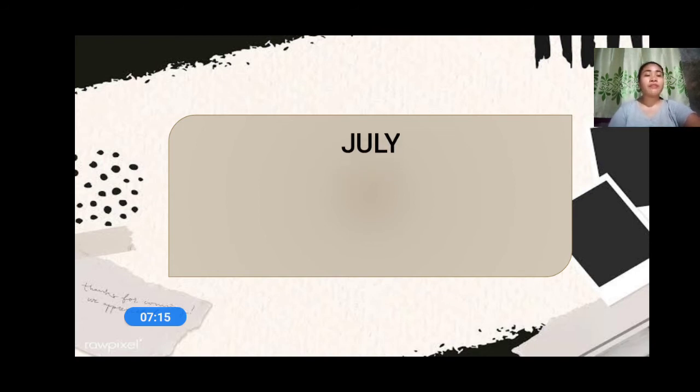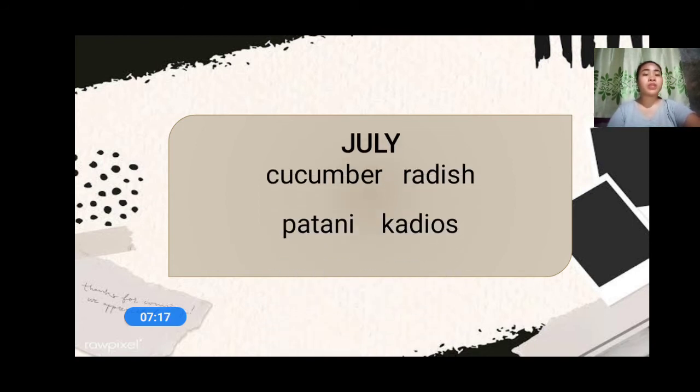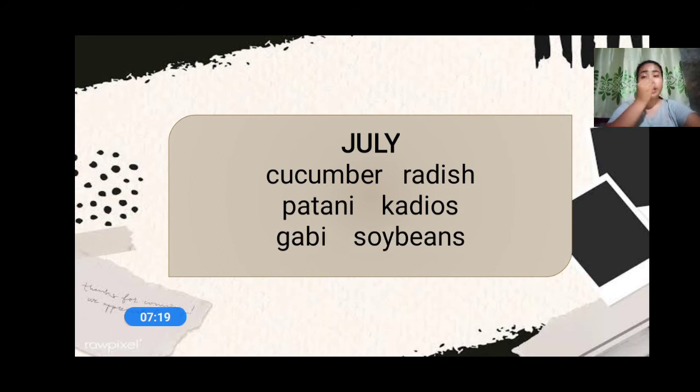Here are the vegetables that can be planted during July. Cucumber, radish, patani, kadyos, gabi, and soybeans. So what are the vegetables that can be planted during the month of July? Okay, cucumber, radish, patani, kadyos, gabi, and soybean.